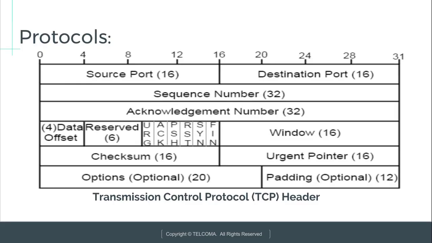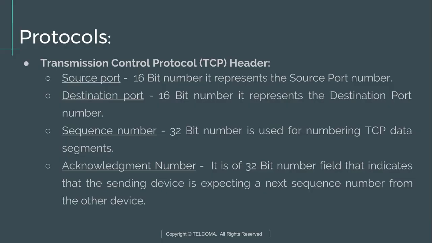This represents the TCP header. It is 32 bits wide and contains various fields. So let's discuss this in detail. The first field is source port. It is 16 bits and represents the source port number. And destination port is also 16 bits and represents the destination port number. Whereas sequence number is 32 bits and is used for numbering TCP data segments.